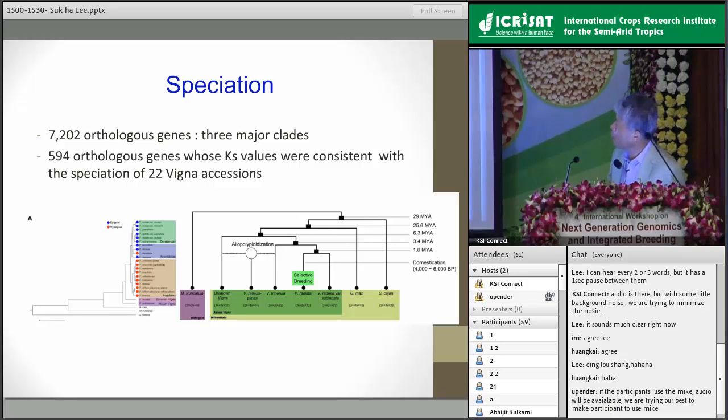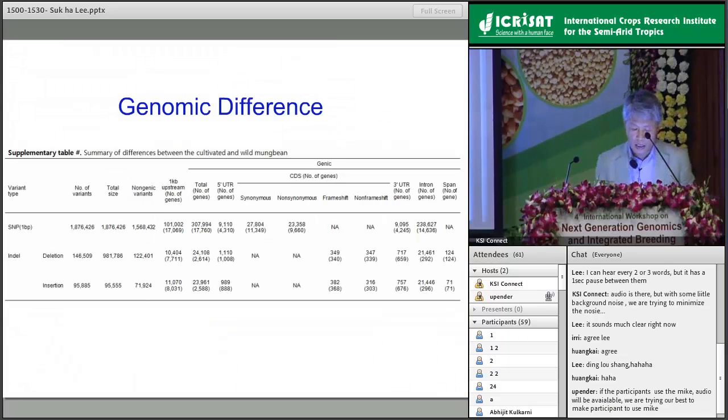We also found some genomic differences between Vigna radiata and its wild type Vigna radiata sublobata. 1.8 million SNPs were found. Out of them, 23,000 SNPs are non-synonymous, in 9,660 genes. We also found some small deletions and insertions, including about 750 frame shifts.